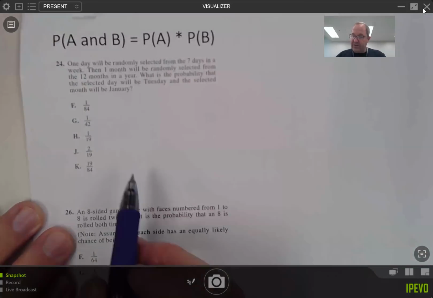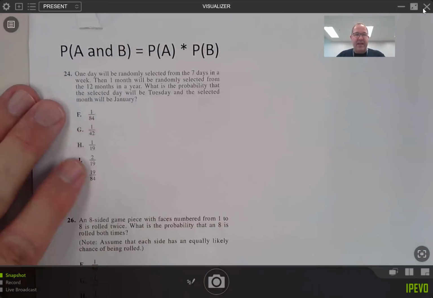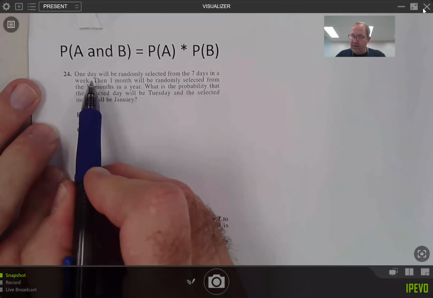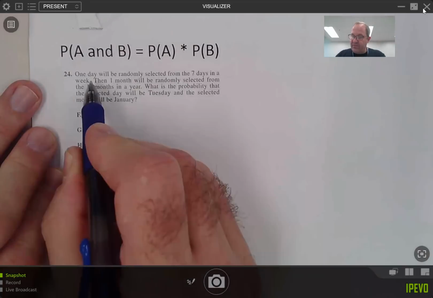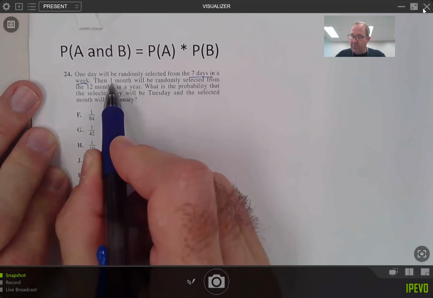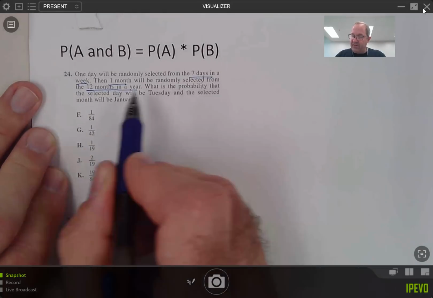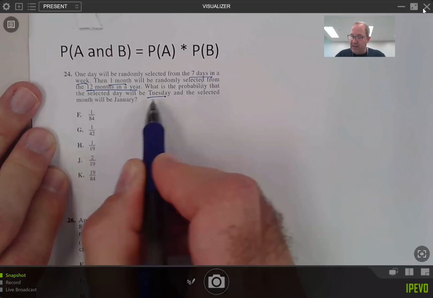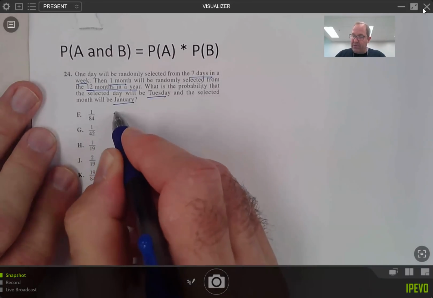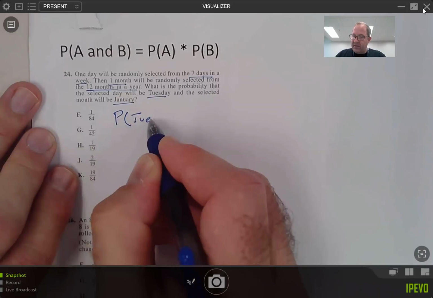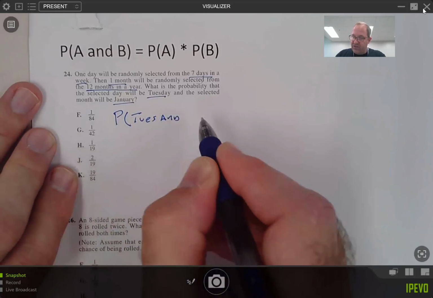So let's look at this one. And this deals with days and months. It says 1 day will be randomly selected from the 7 days of the week, and then 1 month will be randomly selected from the 12 months of the year. What's the probability that the selected day will be Tuesday and January? So what's the probability of picking Tuesday and January?